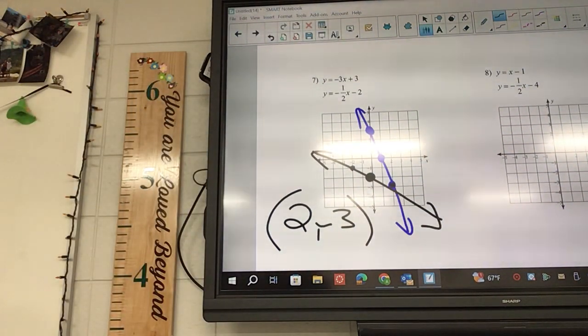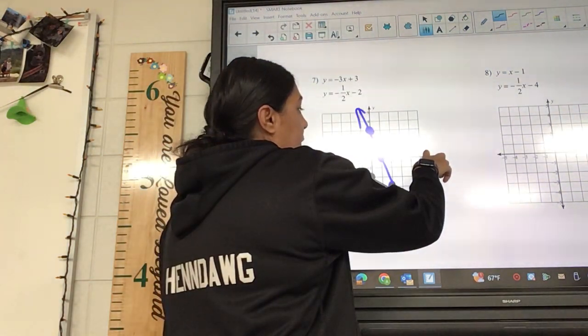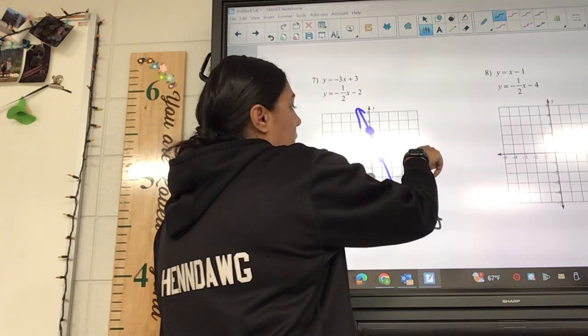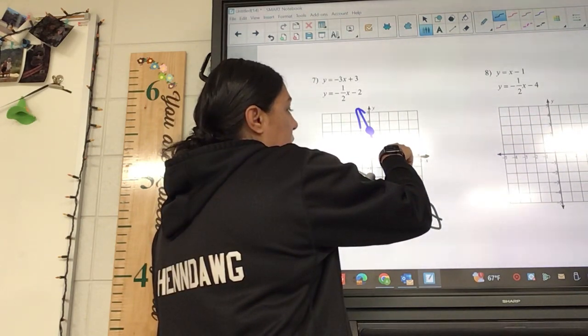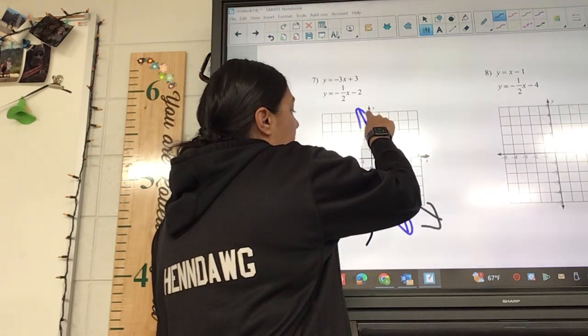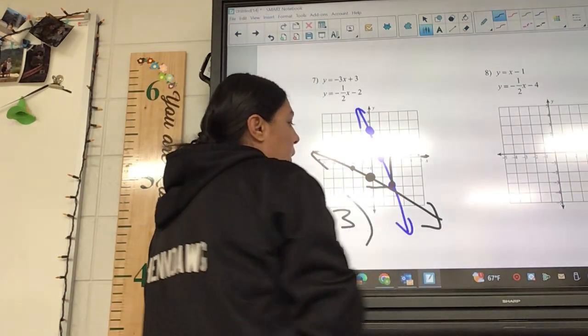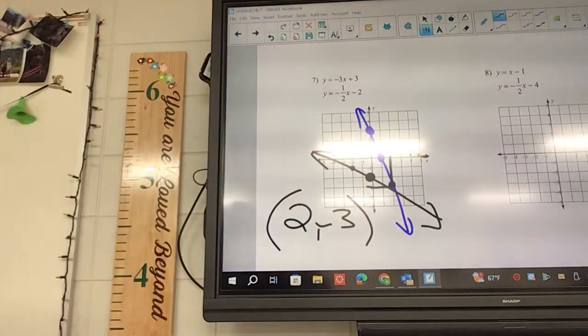Now, if you're still getting them backwards and you're writing -3 and then 2, start off here on the x. You're going to have to go over to whatever number to get to this point, which happens to be 2. So if I'm at 2, I can look down and see here. Then go to the y. I have to go until I am on the same line as the point, which is going to be -3.